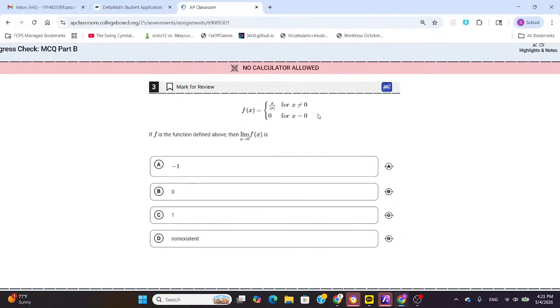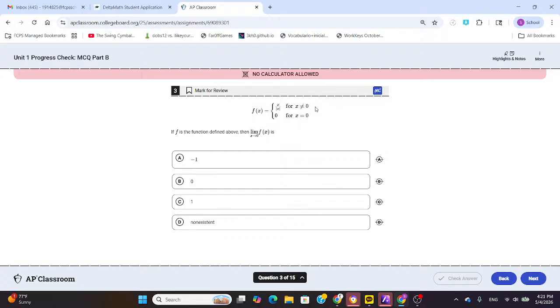f of x equals the piecewise function x over the absolute value of x for x not equal to 0, but 0 for x equals 0. If f is the function defined above, then the limit as x approaches 0 of f of x is... We have to find the limit when it approaches from the left and the right. I'm not trying to no-brain this, but is it nonexistent?